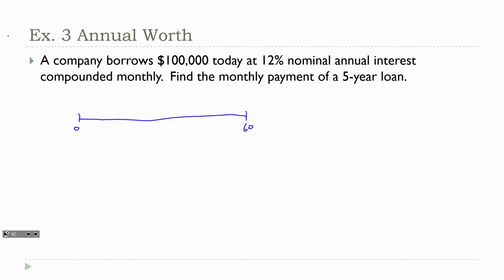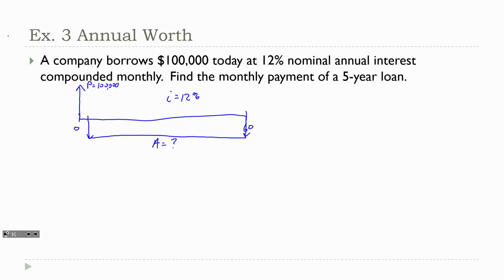The company's borrowing $100,000 today, so our P is going to be $100,000. And then we're making payments. Annualized payments always start in year 1, not in year 0. So it's going to start in year 1. We're trying to find what that payment is.